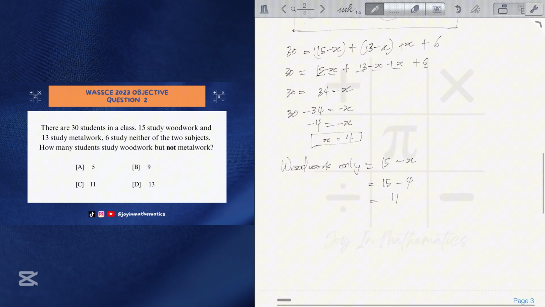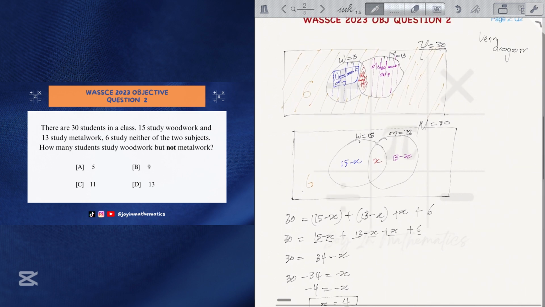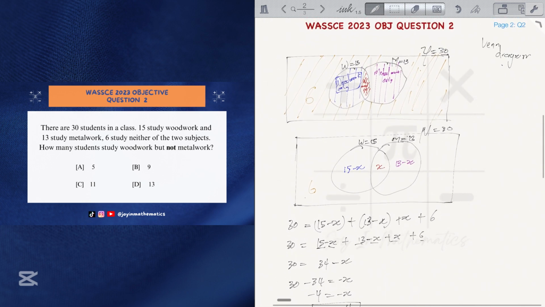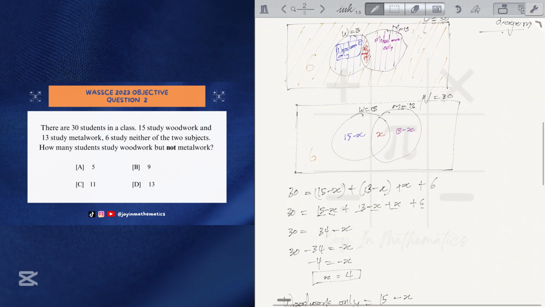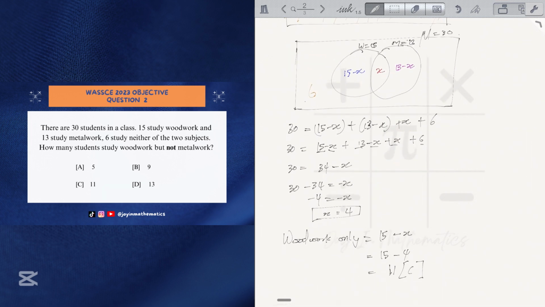So the question says how many students study woodwork but not metalwork? That means woodwork only, and we have the answer of 11, which is equivalent to option number C. So all that we just have to understand is this Venn diagram concept, and when we apply it, the universal is equals to the individual sum, and we'll have 11 as our final answer.